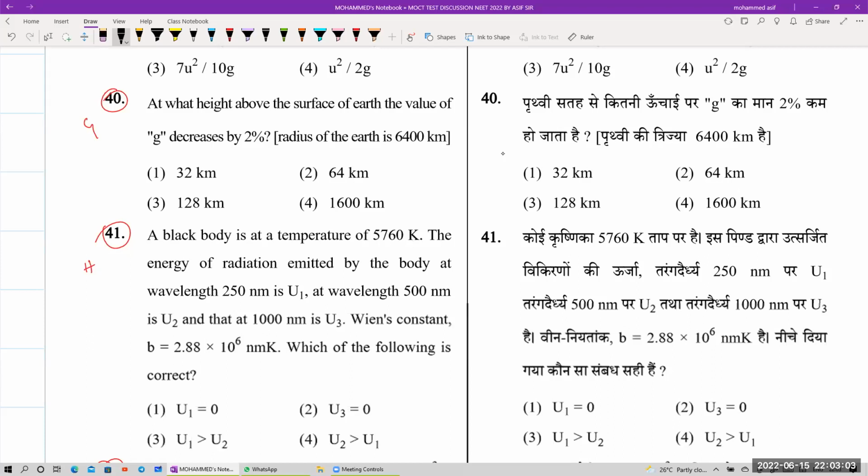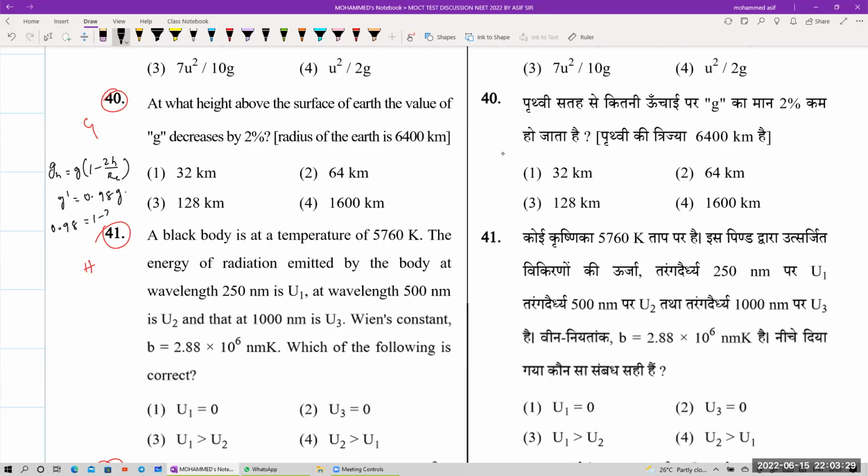Very small height के लिए फॉर्मूला क्या है बेटा? G at a certain height will be equal to G into 1 minus 2h divided by radius of the earth. G dash is equal to how much for me बेटा? 0.98 of your G. So G at your certain height की value इतनी दे रखा है, and G dash by G can be written as 0.98.